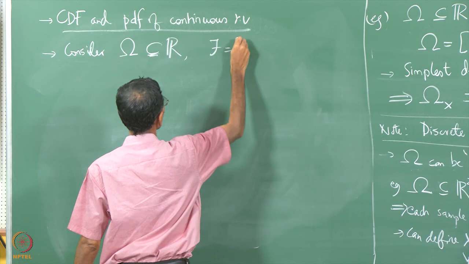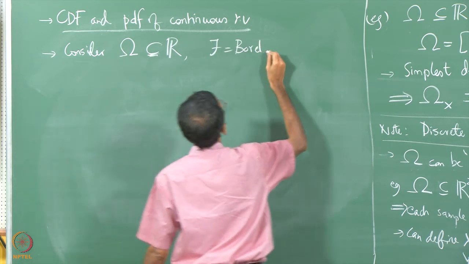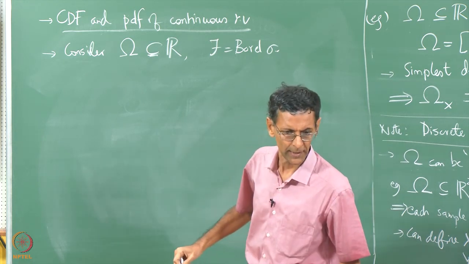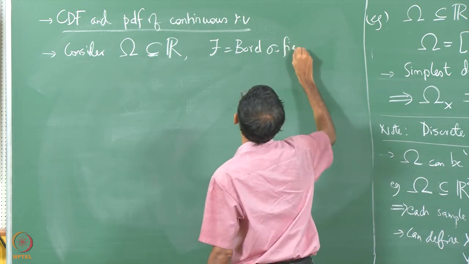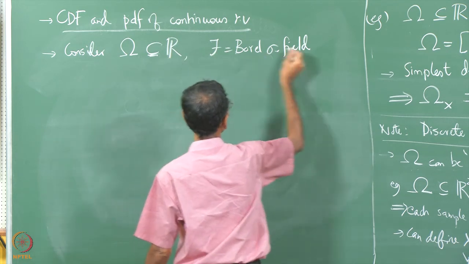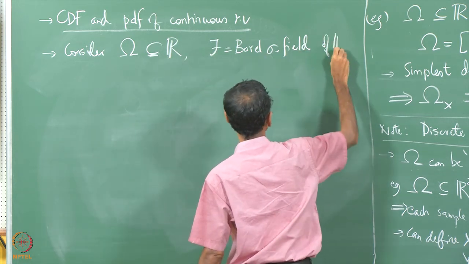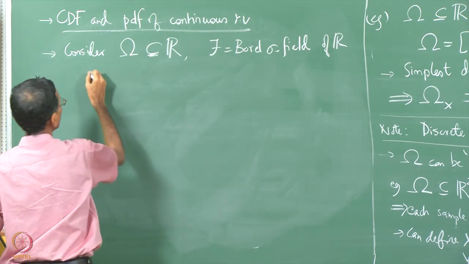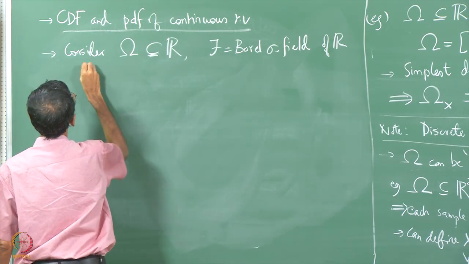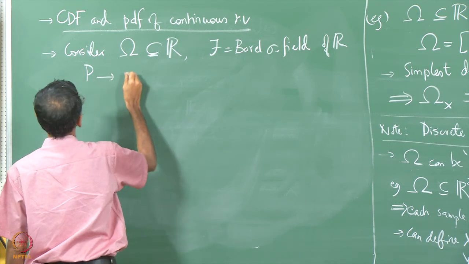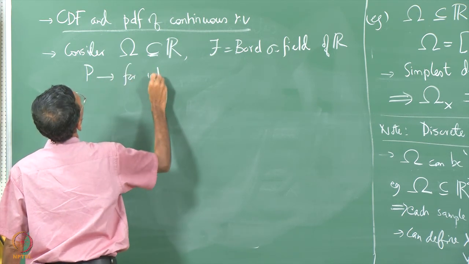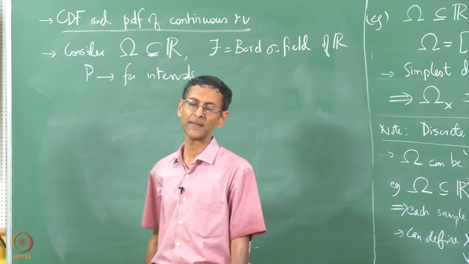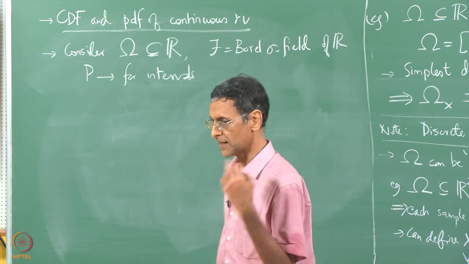and then of course I have the script F being the Borel sigma field on that particular subset of R, or you can take it to be the set of all intervals, it does not matter anyway. So then you have the probability measure P for intervals. That is what we spent a lot of time doing a couple of lectures back.